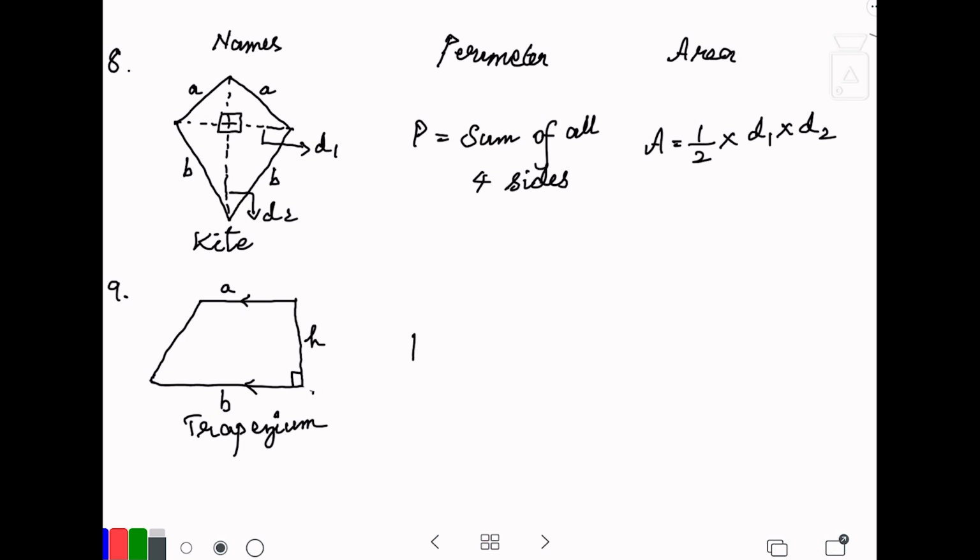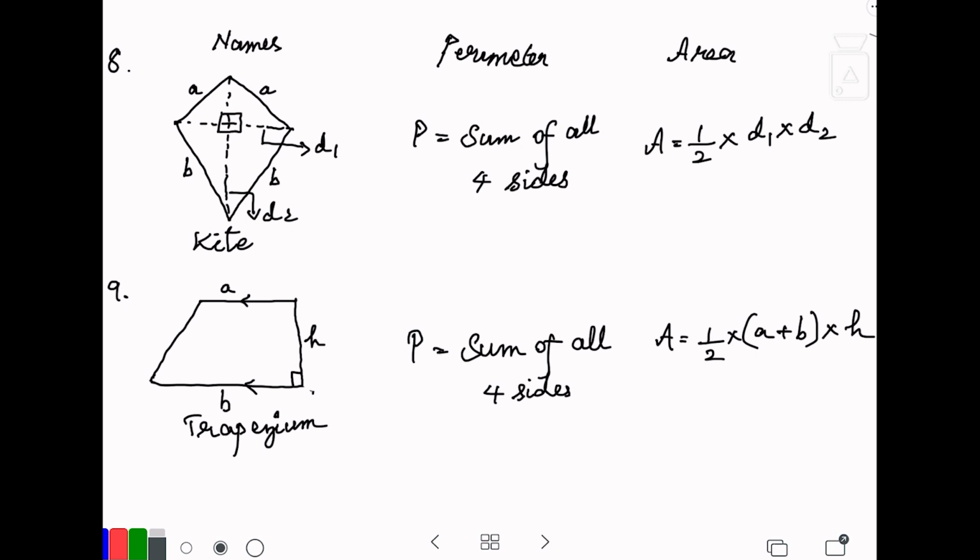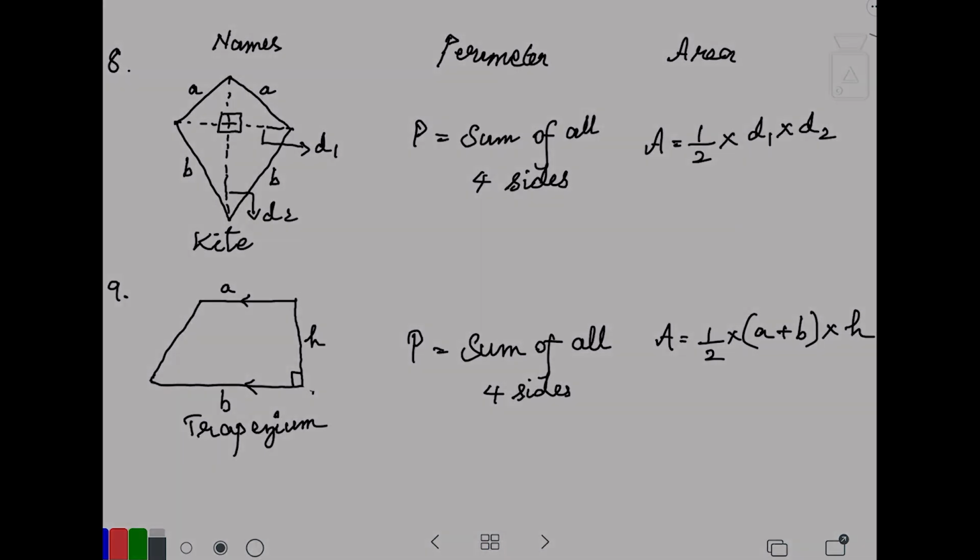Now again, if you ask me what the perimeter is, it's nothing but the sum of all four sides, or you can simply say sum of all sides. What is the formula for finding the area of a trapezium? It is half times, you know what the two parallel sides are? Sum them. So it is A plus B times the height. This is the formula for finding the area of a trapezium.